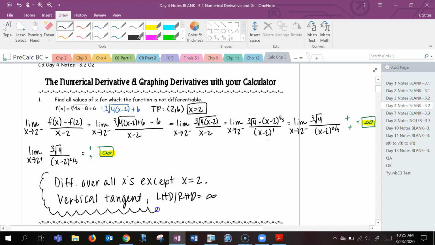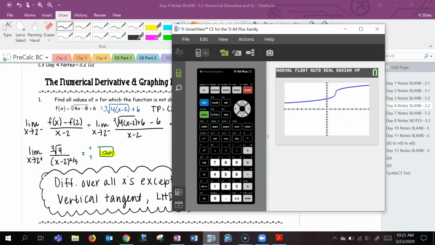Okay, so a cusp is when you have a positive infinity and a negative infinity. And looking at the graph really helps this, because you can see your slope is going the same way, right? It's really positive, really positive. So they're almost approaching vertical. So that's why we say infinity.